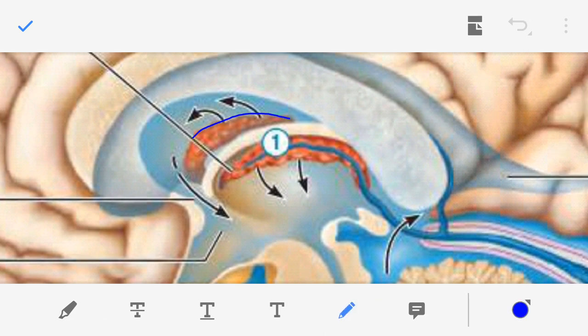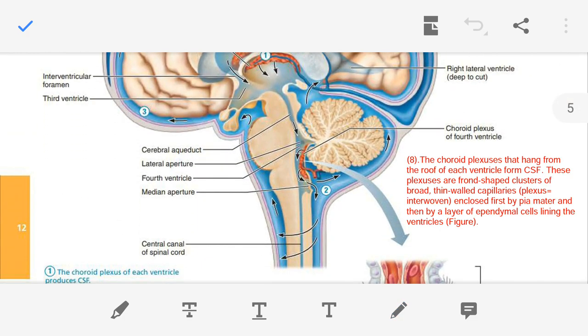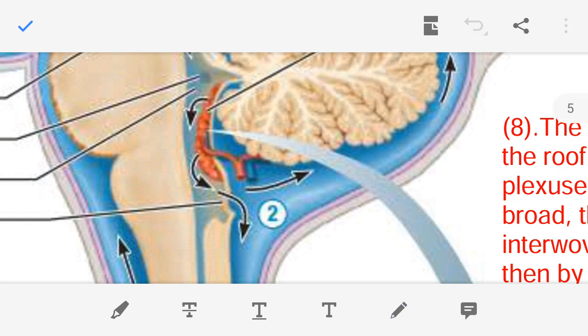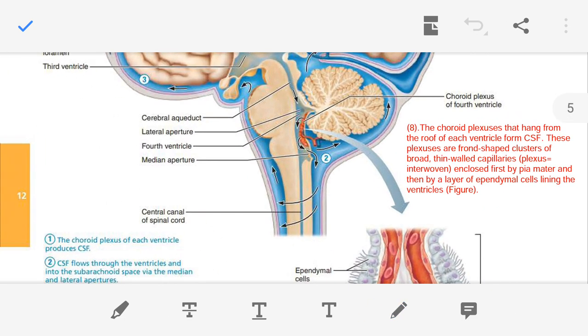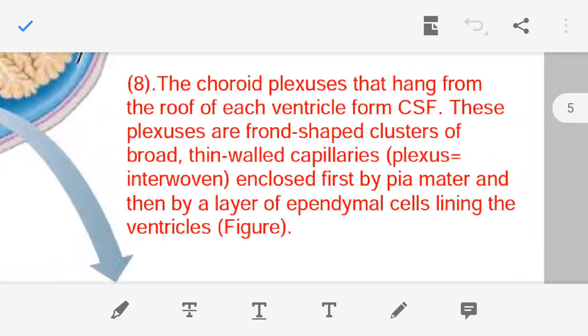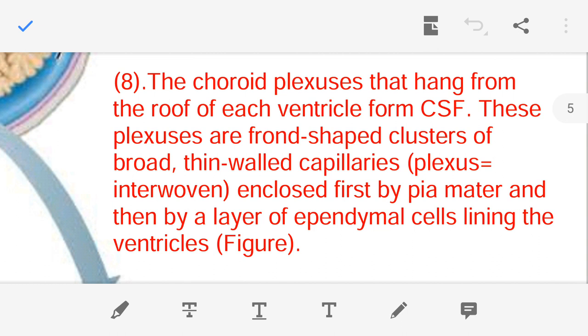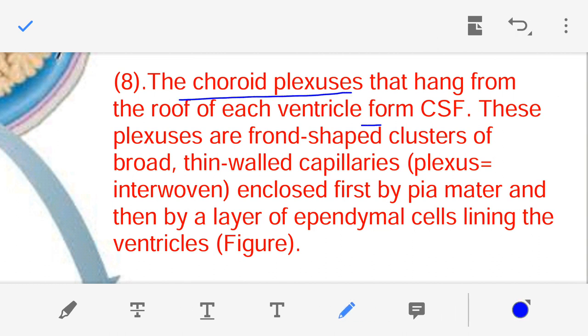So this is in the lateral ventricle. Then this is also choroid plexus, and this is also choroid plexus. So in each ventricle, choroid plexus is present. The choroid plexus hangs from the roof of each ventricle, and this choroid plexus forms CSF.